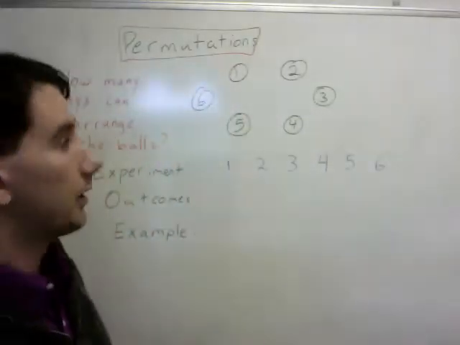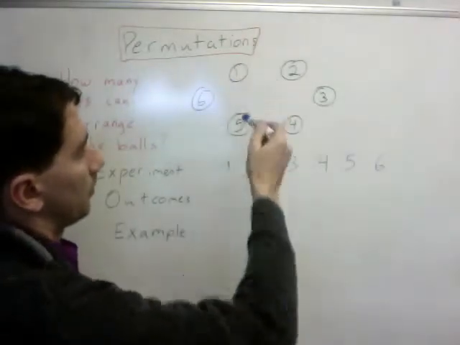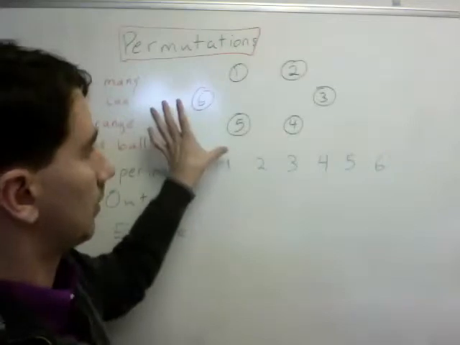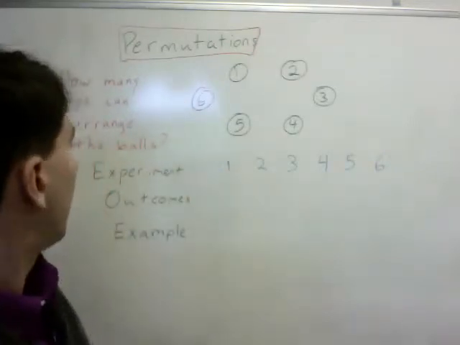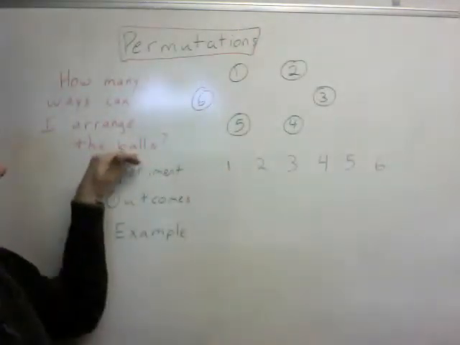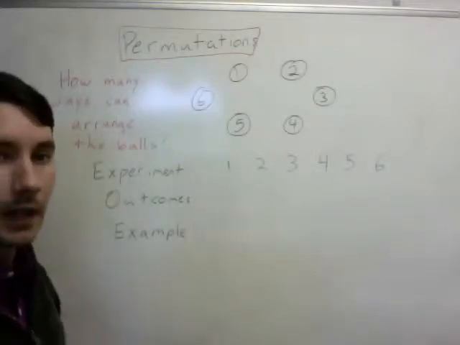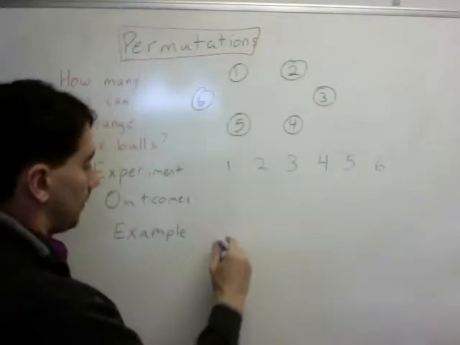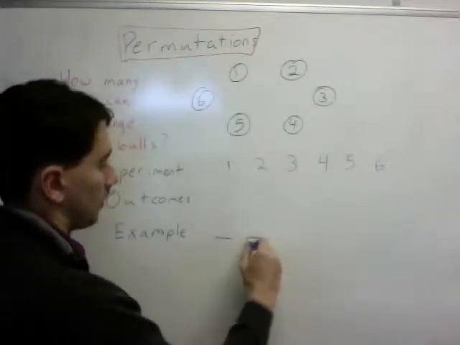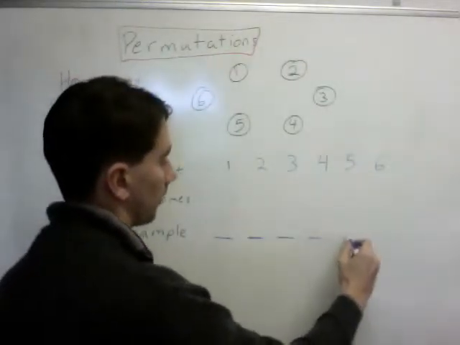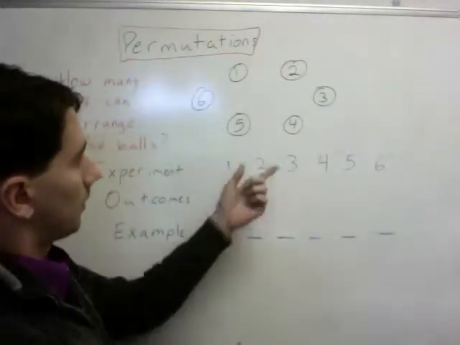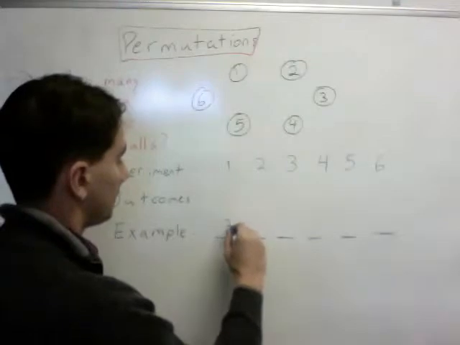So what I have drawn here are 6 balls, numbered 1 through 6. And you can imagine they're not in any sort of order right now. This is just a collection of balls sitting around. And the question is, how many ways can I arrange the balls? So we're going to make an arrangement, and this will be the first ball, the second ball, the third ball, the fourth ball, the fifth ball, and the sixth ball. And let me just pick a ball at random. Say I pick ball 3 to be the first ball.